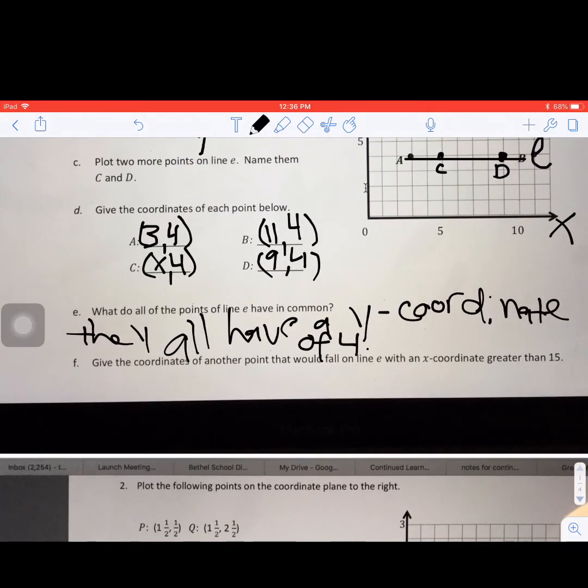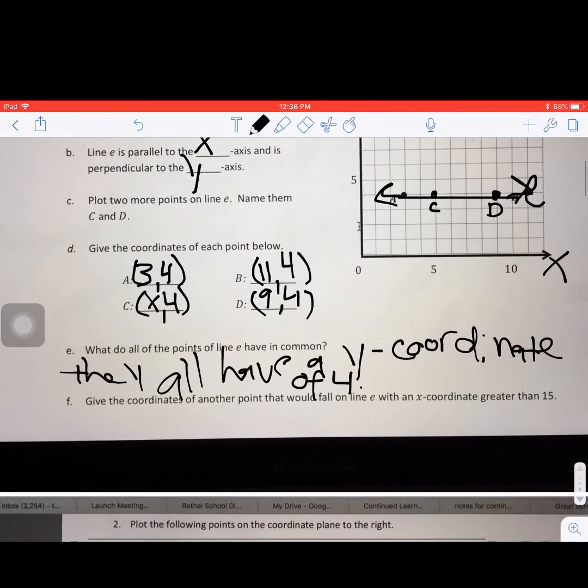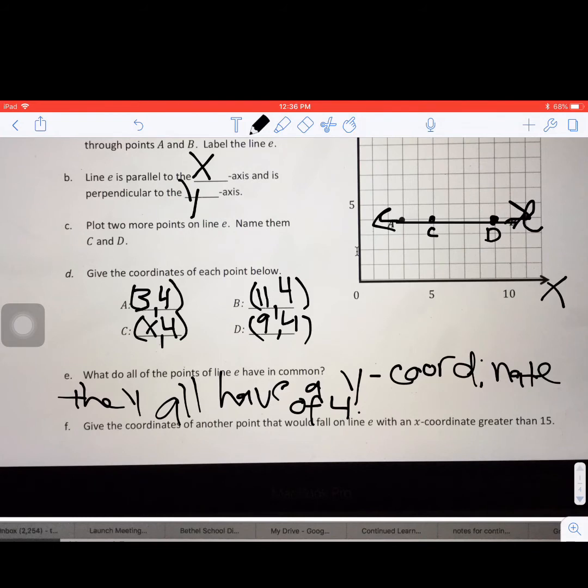Give the coordinates of another point that would fall on line E with an x coordinate greater than 15. Looking back at my line and my coordinates, they all have a 4 as my y coordinate. I made those little arrows to show that the line is continuing forever and ever, and it won't stop. So, giving that coordinate, my y has to be 4, right?